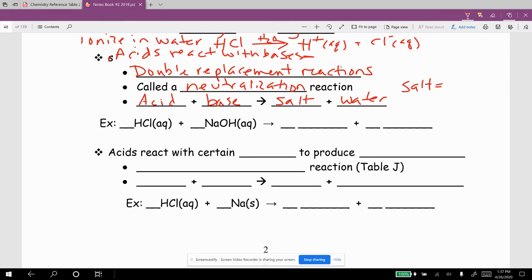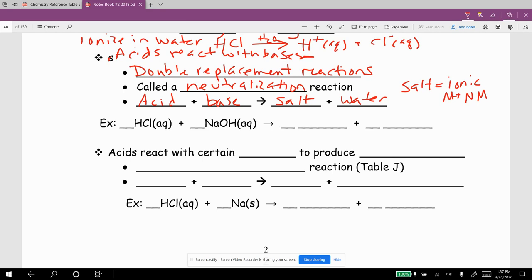Let's just remember that salt does not necessarily mean sodium chloride. That's just one salt. Salt, again, is an ionic compound, which is a metal and a non-metal, right? Left side of the table and right side of the table. And here we have an acid and a base make a salt and water.